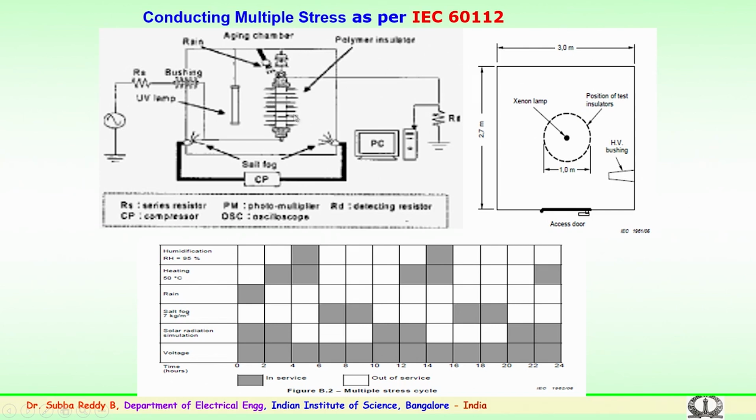Apart from this, we are supposed to use a xenon lamp or a UV lamp for the simulation of UV radiation, that is, the solar radiation is to be applied using the xenon arc lamp. So, this cycle is a very difficult task to be simulated in the laboratory. Worldwide there are only a few laboratories where this facility is available and experimentation is being done.